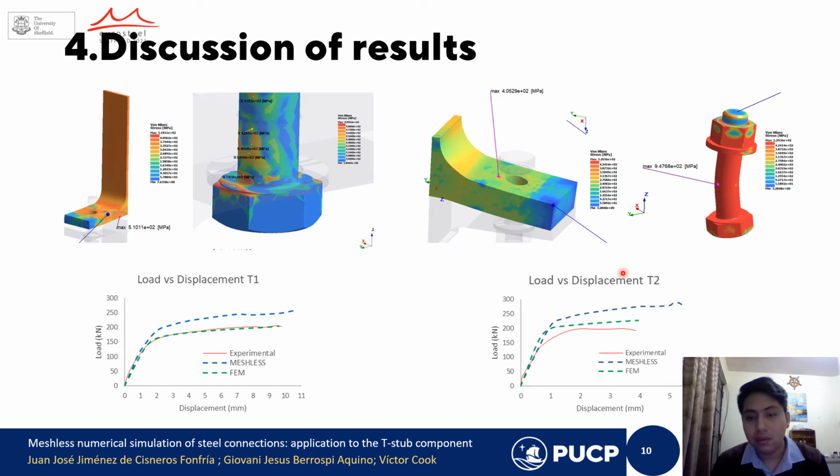In the case of T-stub T2, in the elastic zone the initial stiffness was reproduced with good accuracy, but in the plastic zone the results were not good enough, because we could reach a value of around 250 and a displacement of more than 5 millimeters.